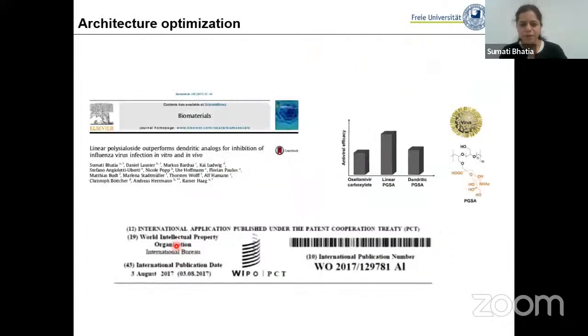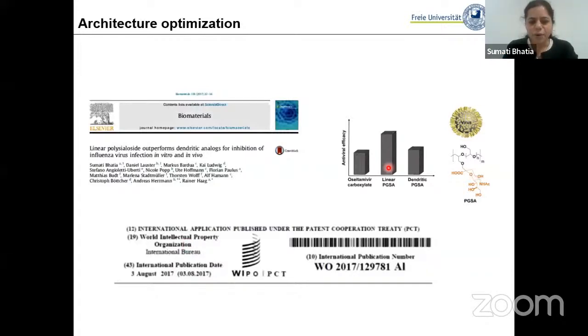So we published this paper in Biomaterials, and also we got a granted patent application. But the story did not stop here. I hope I still have enough time to show you some more slides. Yes, ma'am, you have around 10 minutes. Okay, thank you.